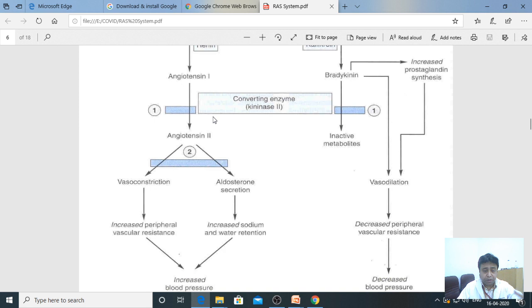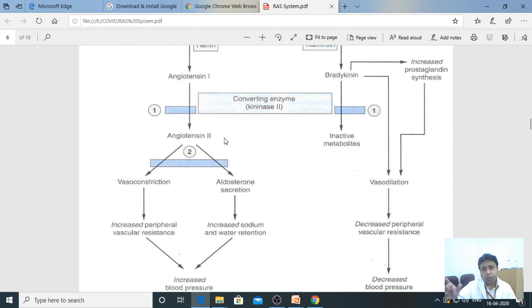Now this angiotensin 2, very importantly, interacts with a receptor known as the AT1 receptor. It actually has two receptors, AT1 and AT2 receptors. Now, angiotensin 2 is also acted upon by another enzyme known as ACE2, which is angiotensin converting enzyme type 2. What it does is convert angiotensin 2 to ANG1-7, which is the angiotensin 1-7 peptide.